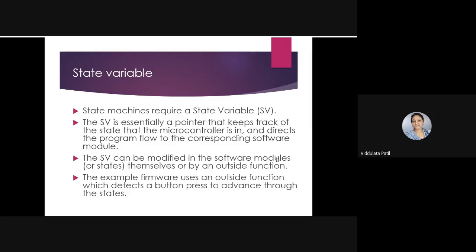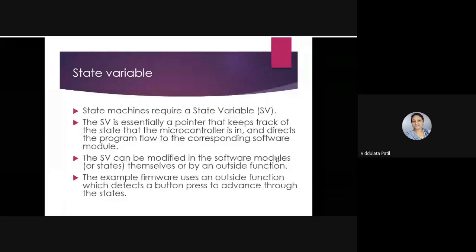Now, this state machine requires a state variable that we abbreviate as SV. This SV is essentially a pointer that keeps track of the state that the microcontroller is in. Whatever state the microcontroller is in for your application, it directs the program flow to the corresponding software module. So this state variable is a very important pointer, so that you get an idea of how your output is going to be.